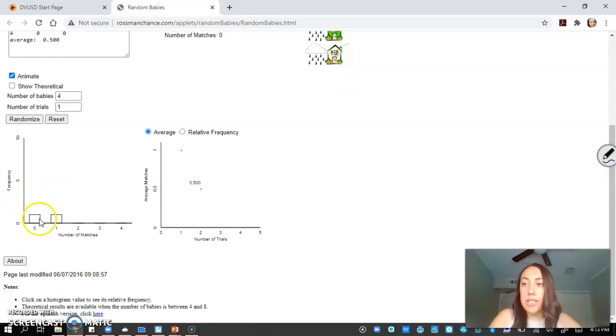Okay, so you can see in these graphs down here, we have number of matches on the x-axis versus how often that happens. So far, we've only had 2 trials, right? One trial, no babies made it to the correct home. One trial, 1 baby made it to the correct home. So average matches, here we had 1, then we had 0.5, right? Because 1 and 0. These 2 trials average out to be 0.5. So this is kind of our running average here.